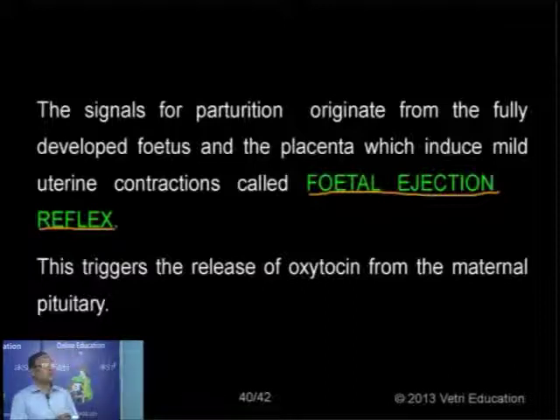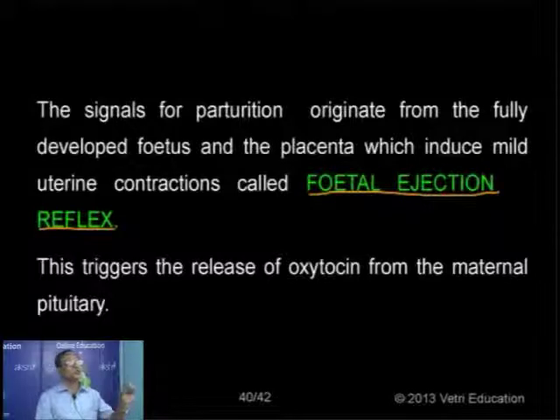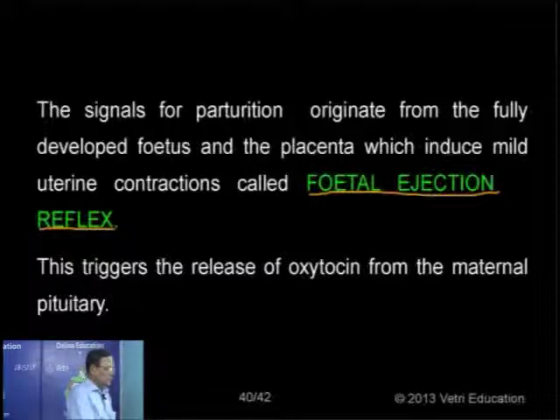Now this happens only once the contraction begins, once the fetal ejection reflex has started because of the fully developed fetus and the placenta. Normally the placental movements as well as the fetal movements together are called the fetal ejection reflex. It stimulates the posterior pituitary to secrete one hormone, called oxytocin, the one responsible for the birth.